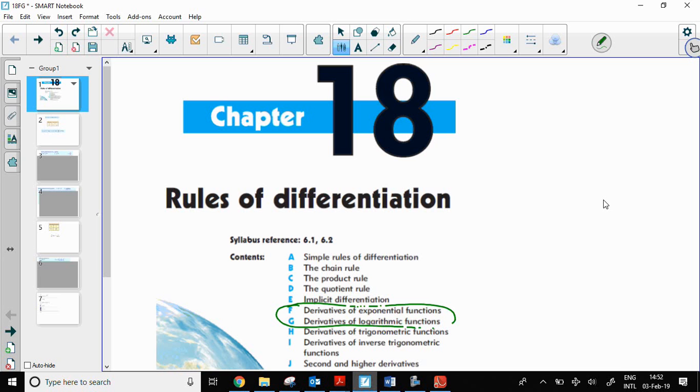Welcome back to Chapter 18. We're going to continue building our derivative rules. In this particular video, we'll look at sections f and g. I think it makes sense to do exponential and logarithmic functions together.